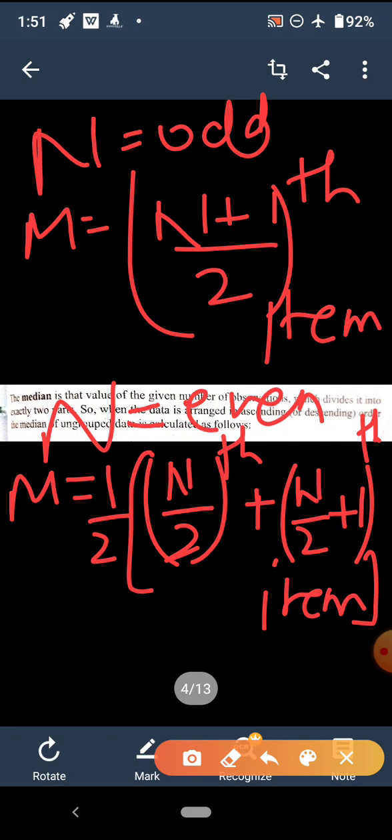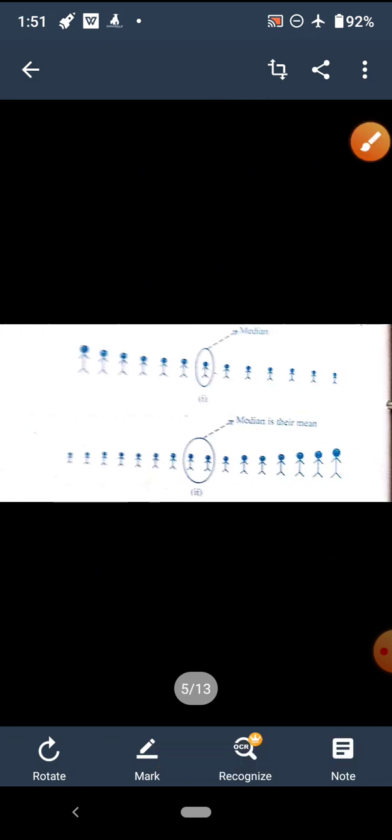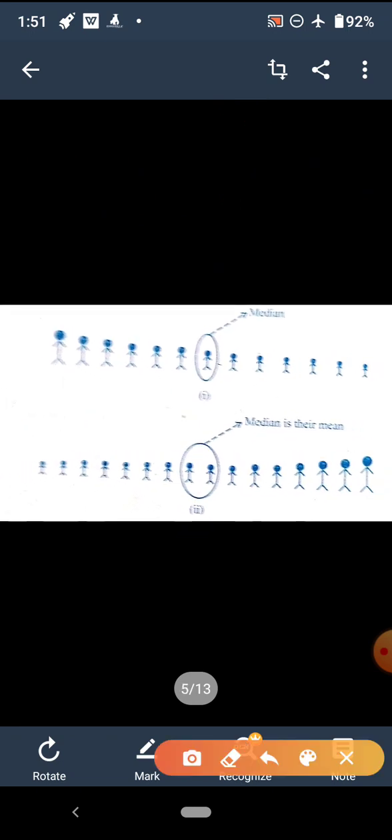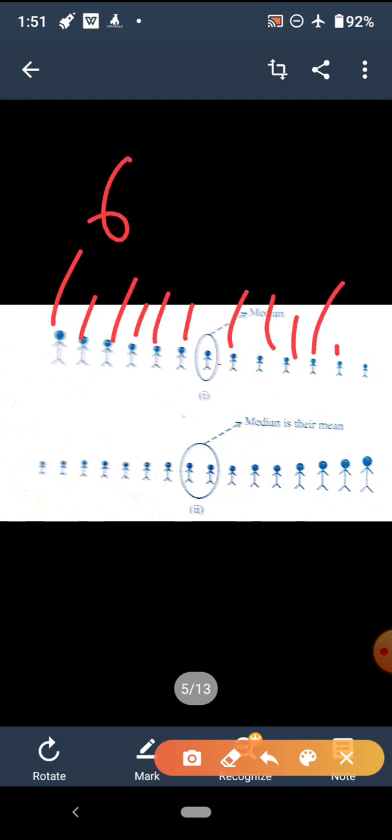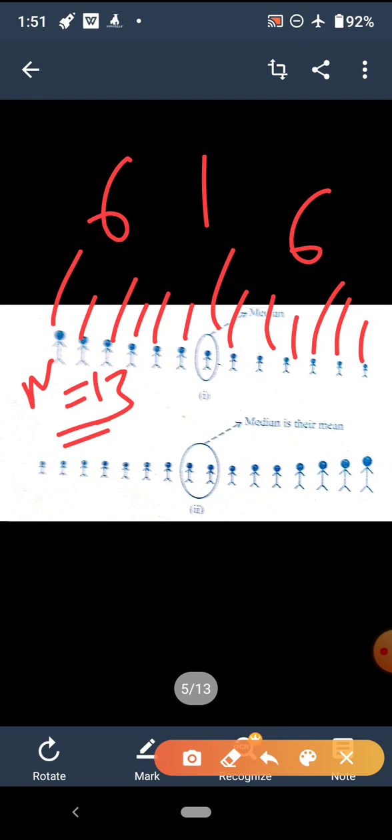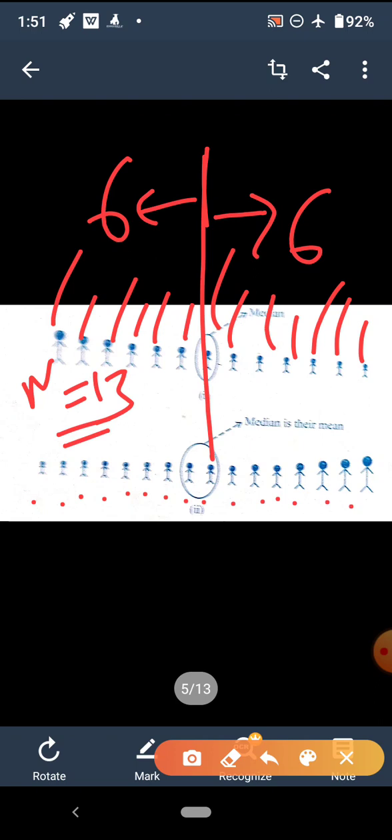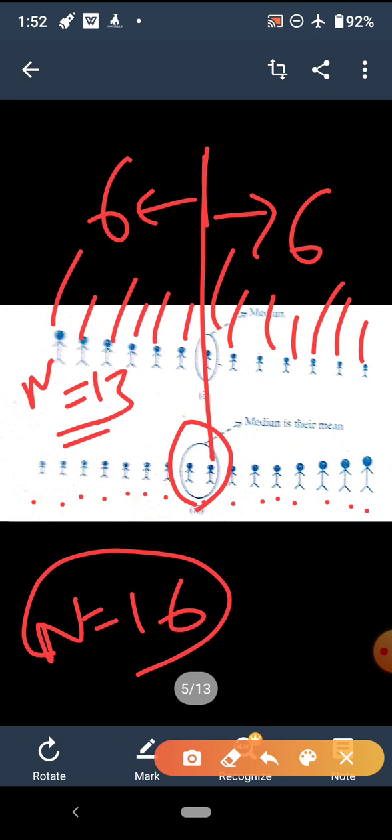Arrangement is required. Before arrangement, you will not start the question. So you can see here how many are there: 1, 2, 3, 4, 5, 6. 6 are here. These are odd, 13 items are there, so this is the median. Now if we count 1, 2, 3 up to 16, here n is 16, so there are 2 persons in between. So you have to check whether odd or even, as there are 2 different formulas for odd and even.